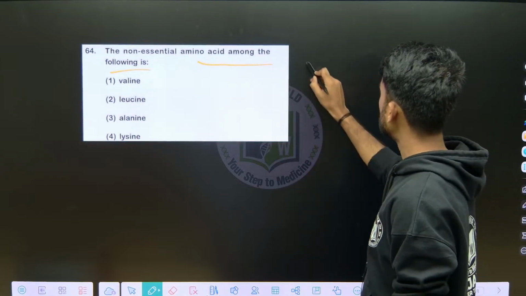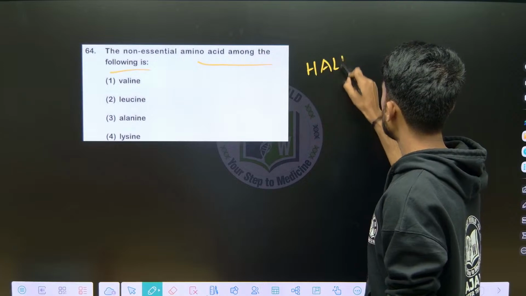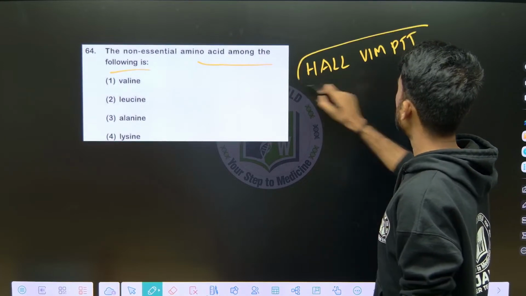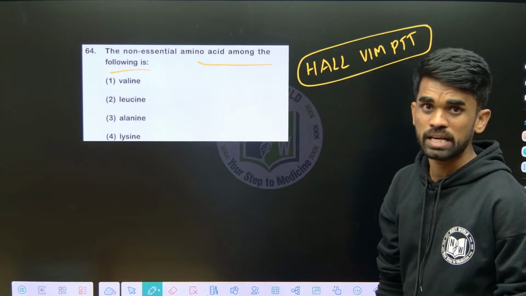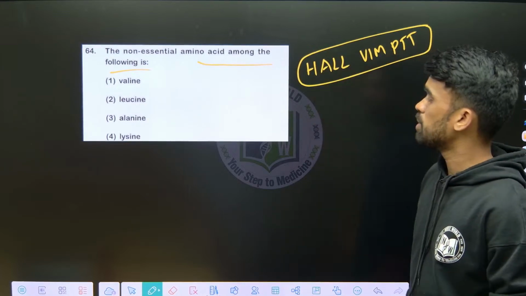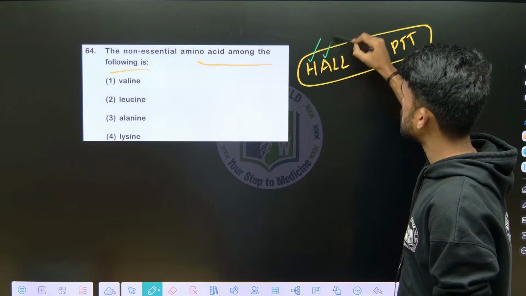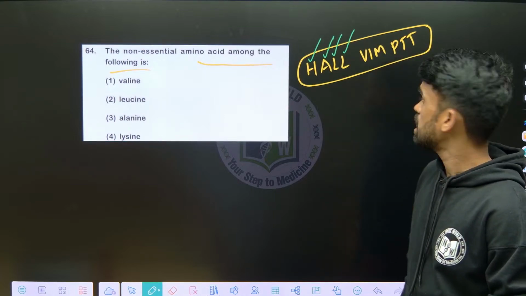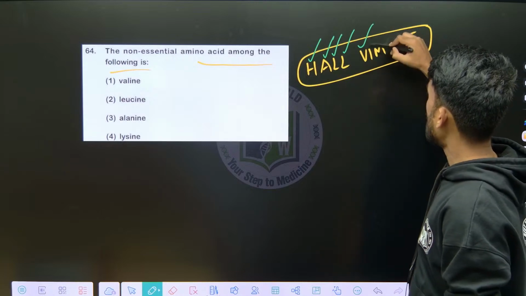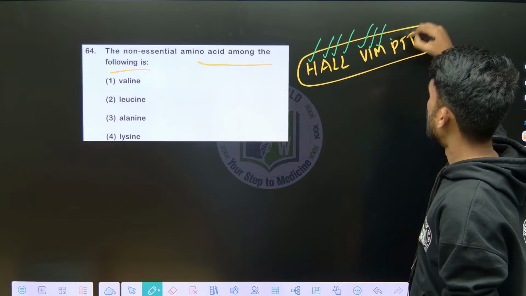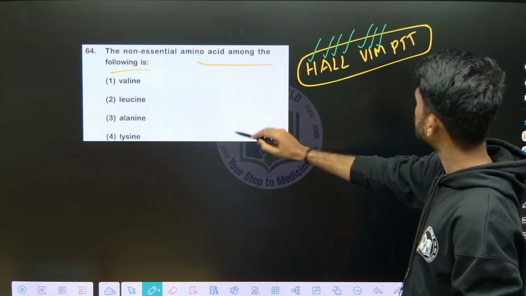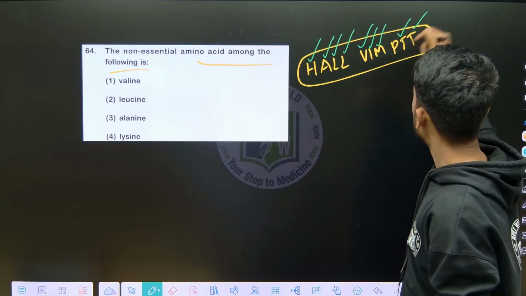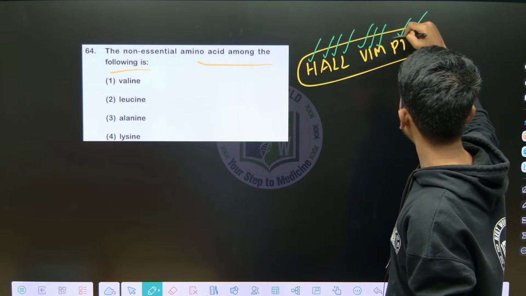Now, out of that, you use this word: HAL VIM PTT. These are the essential amino acids, like histidine, arginine, leucine, lysine. These are also essential amino acids: valine, isoleucine, methionine. Then tryptophan, threonine, and the next, phenylalanine.